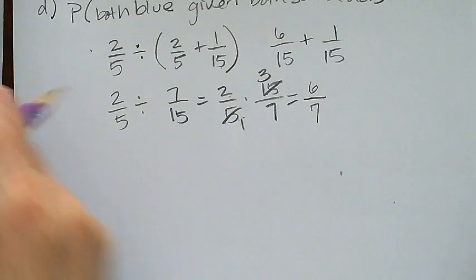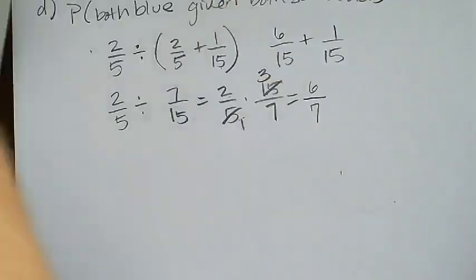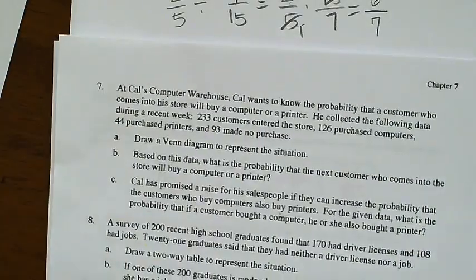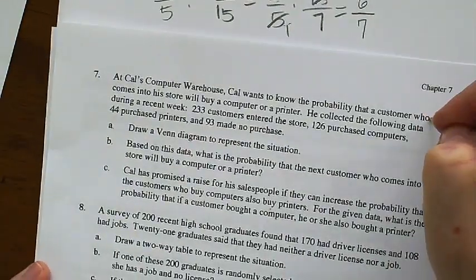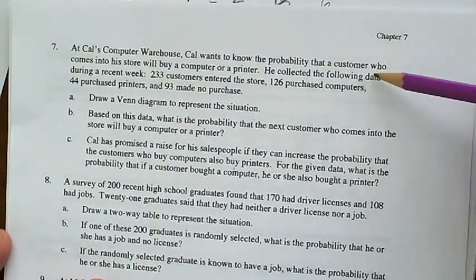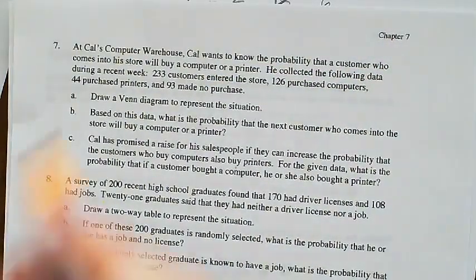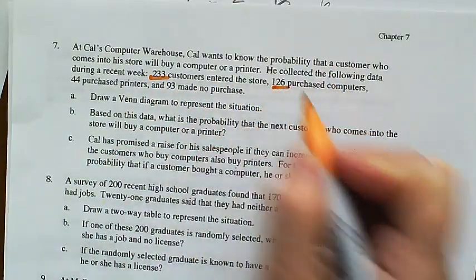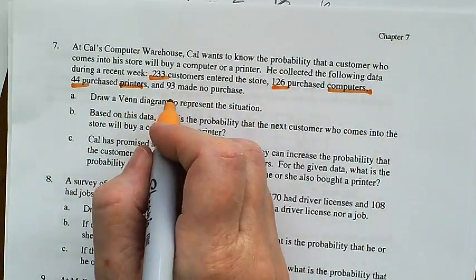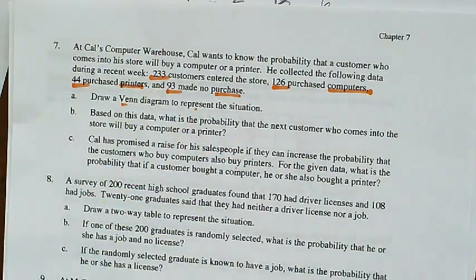Okay, then we have Cal's computer warehouse. He wants to know the probability that a customer who comes into his store will buy a computer or printer. He collected the following data during the recent week. 233 customers entered the store. 126 purchased computers, 44 purchased printers, and 93 made no purchase. Draw a Venn diagram to represent the situation.